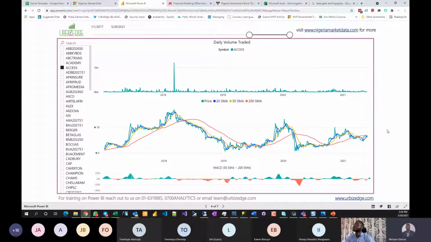And when I say it's true, it doesn't have many false negatives. It's very dependable. It's not complicated, it's not complex. Anybody can read it. Once it's green, it's an uptrend. If it's red, it's a downtrend.